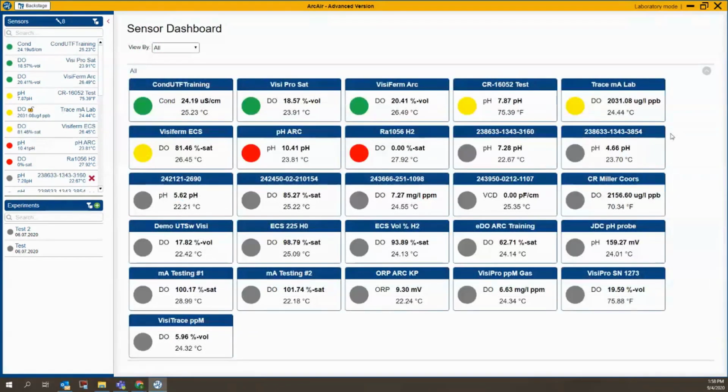So those are common errors that you see using ArcAir, and this shows you some of the benefits of using ARC sensors to do diagnostics. Thanks a lot.